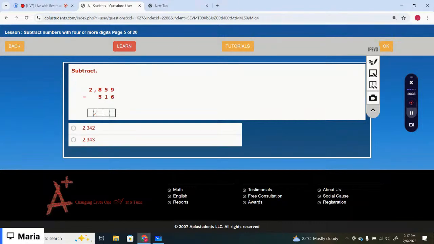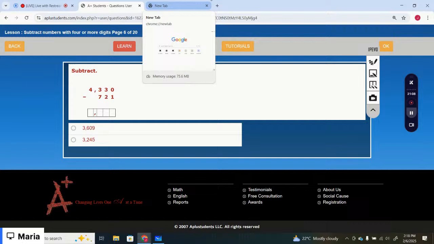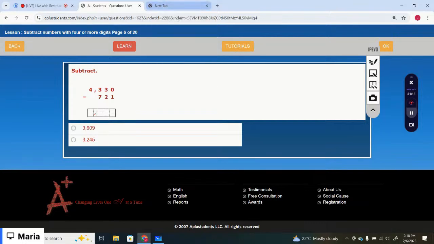2859 minus 516. So, which is the correct option? Option number two is the correct option. That is 2343. Very good. 4330 minus 721.